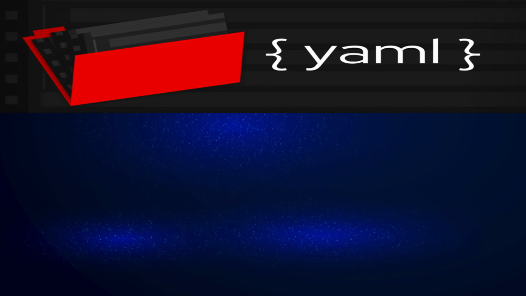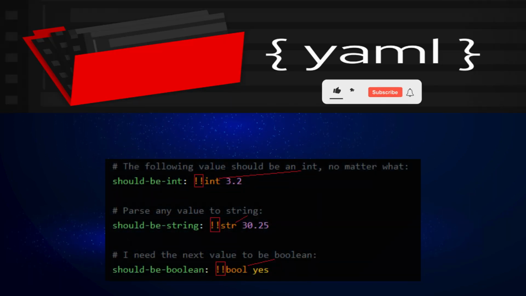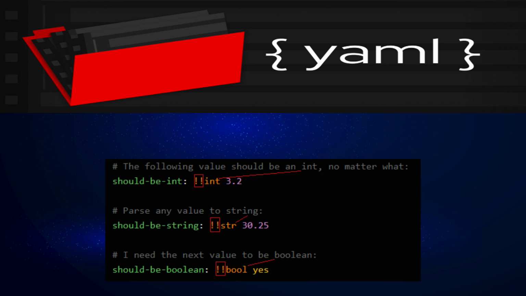In YAML, tags are used to explicitly specify the data type of a value. They provide a way to convey to the YAML parser how to interpret the data. Tags are written using the exclamation mark and then the tag value. Here are some common YAML tags.